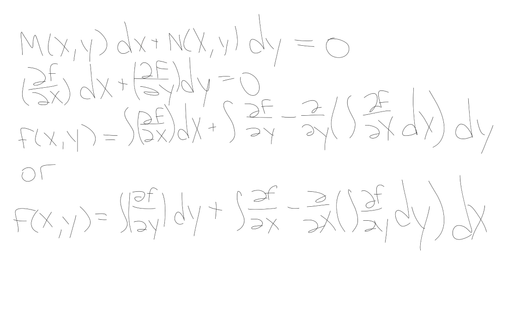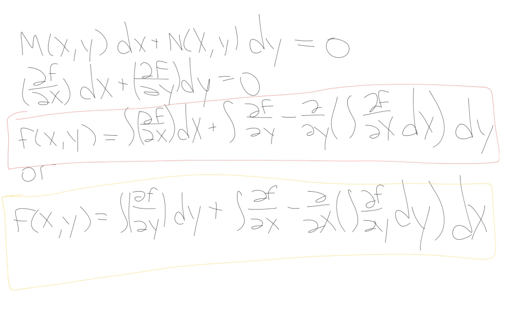So right here I have the means of how an exact differential equation is solved in a nutshell. So I have that f of x, y equals all of this that I'm right now boxing in red. And that's in the way that I just demonstrated it to you, where first we took the partial derivative with respect to x, and you could have also done all of that in terms of y. So I'm going to box this in yellow. All of this boxed in yellow right here could have also been the way that an exact differential equation could have been solved.